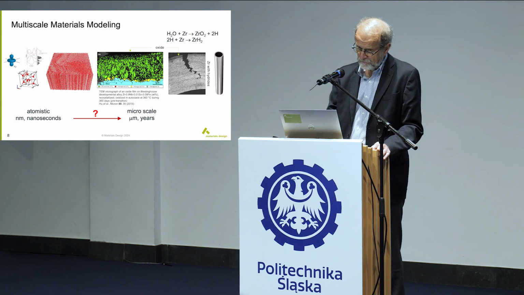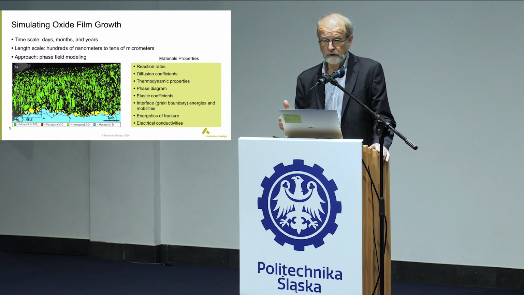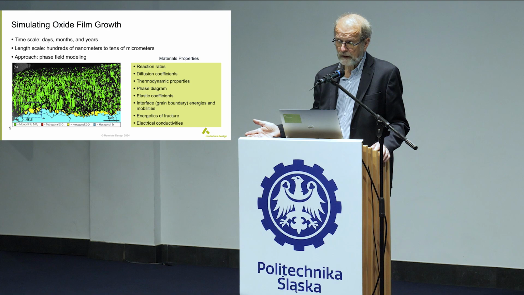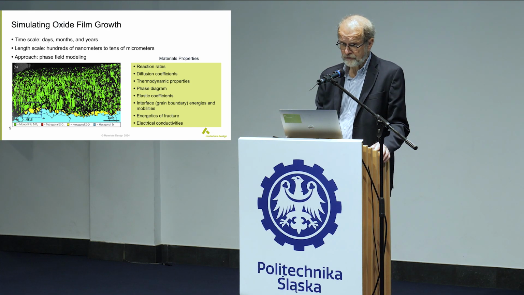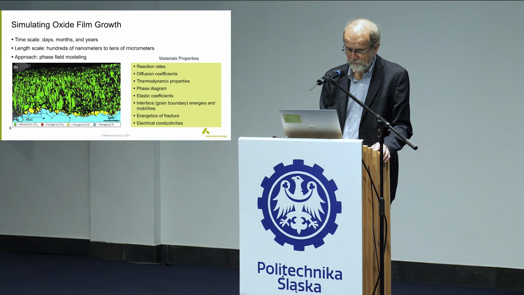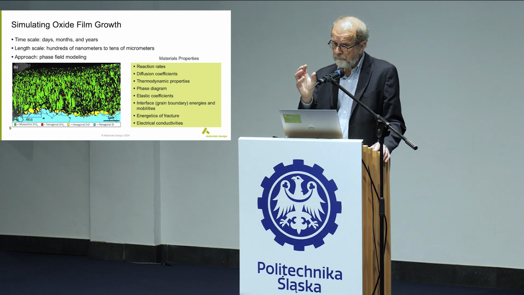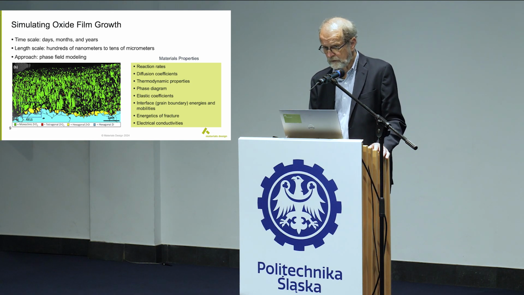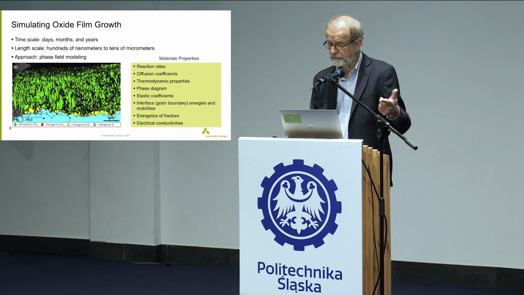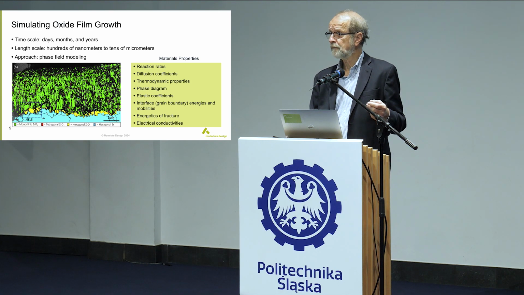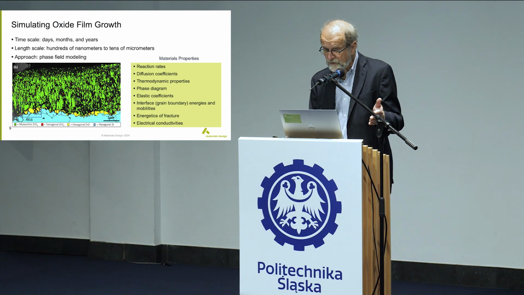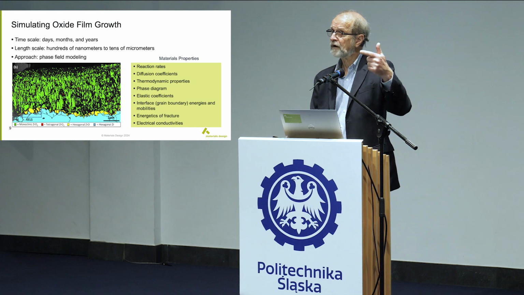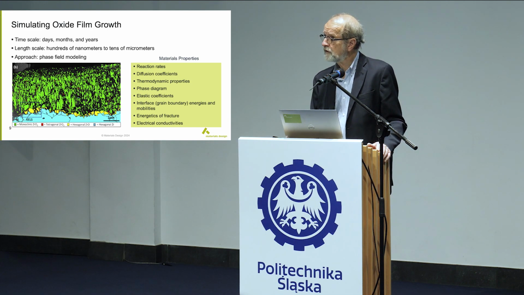So now we need to somehow go from the atomistic world to this microstructure world. So what do we need? We need time scales of days, months, and years. We need length scales of micrometers. So here's the scale, it's 1 micrometer. And in order to build up a physics-based model, you need the reaction rates, so the water reacting with the oxide formation. We need diffusion coefficients, thermodynamic properties as a function of stoichiometry. We need the phase diagram. We need elastic coefficients, so the tensor. We need interface energies. We need the fracture energies, and electrical conductivity because it's an electrochemical process. Where do we get these properties from?